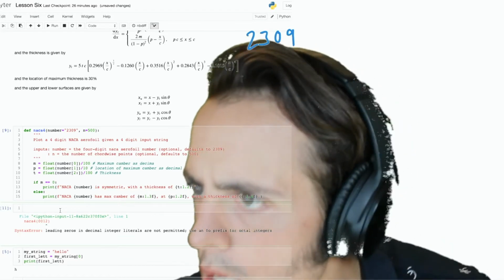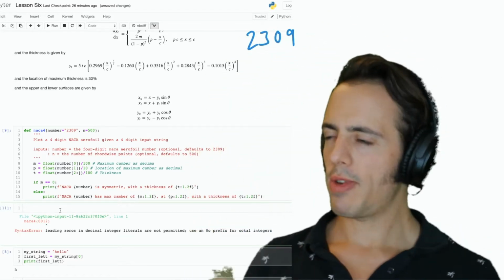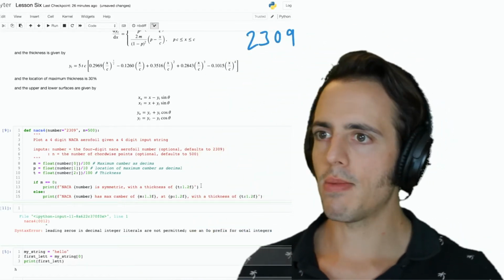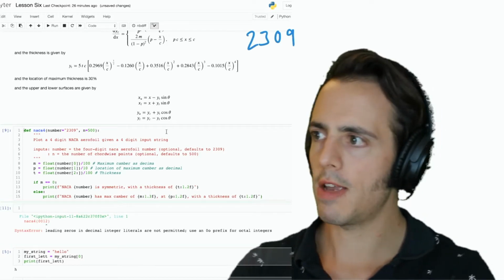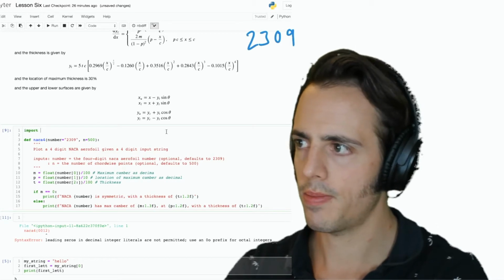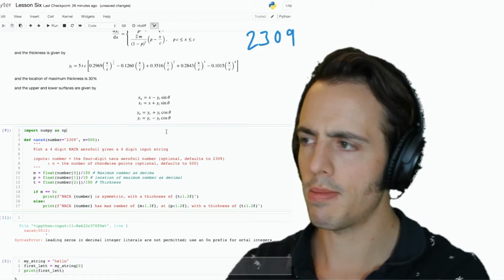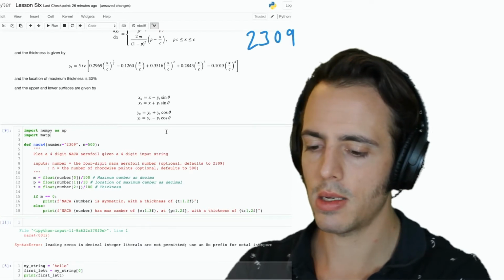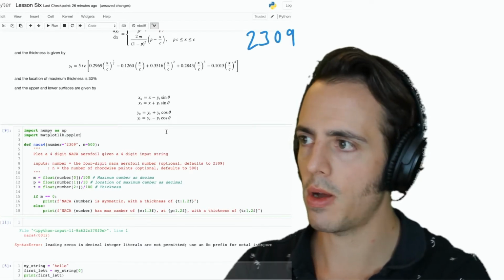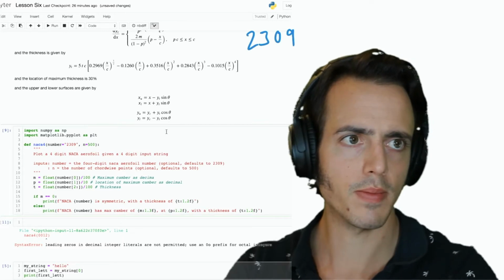Okay, so we've got this first bit now. We still haven't done anything, so let's see what we can do in terms of plotting it. We're going to need NumPy for this, so let's import NumPy as np, and we're going to import matplotlib.pyplot as plt.